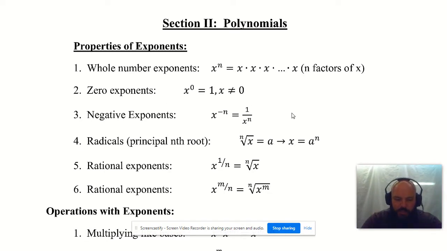So, let's begin to talk about section two on our review assignment. This section deals with polynomials. There's a whole bunch of properties there. I'm going to briefly go through them just so you kind of remember what each one of those properties means.